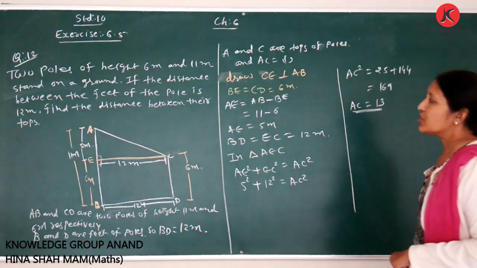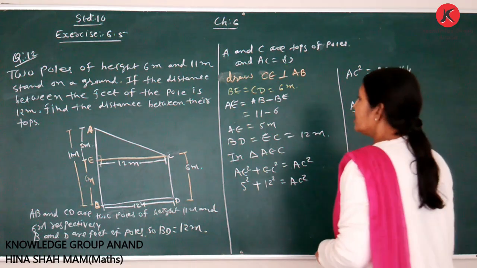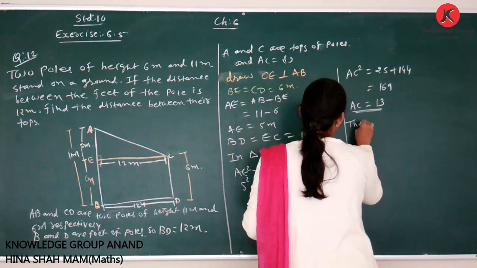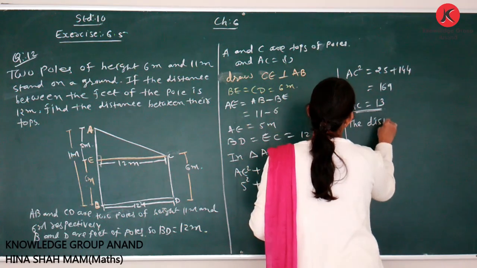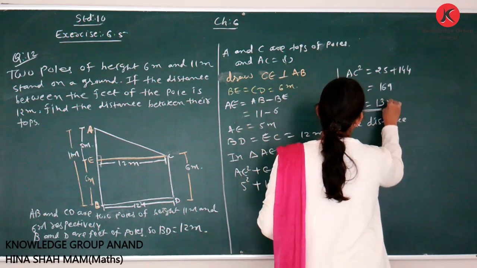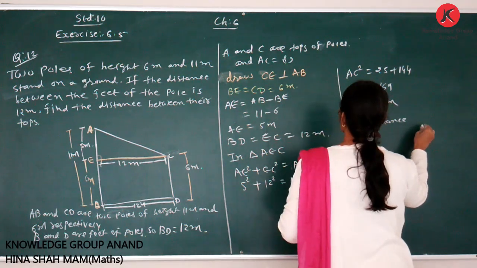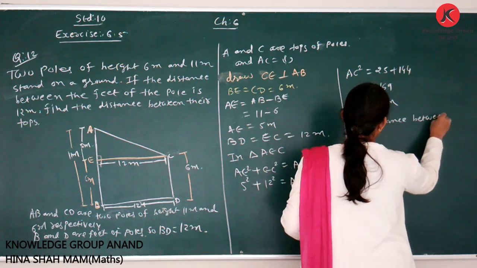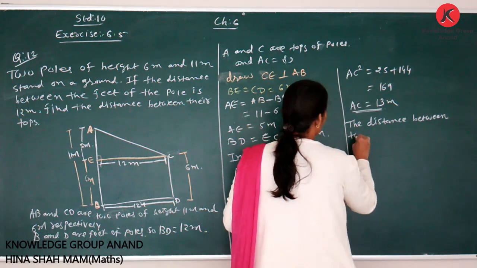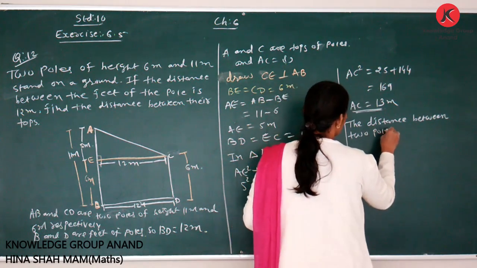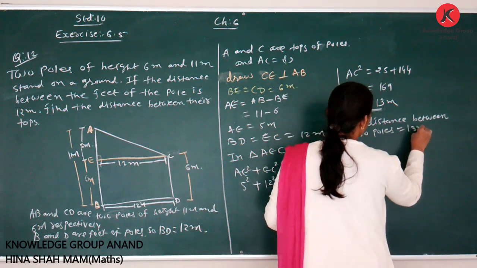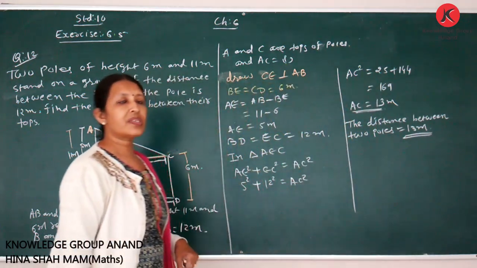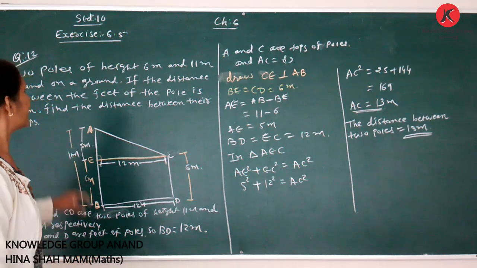Therefore, the distance between the tops is equal to 13 meter. The distance between two poles is equal to 13 meter.